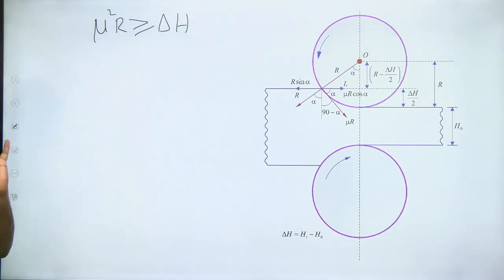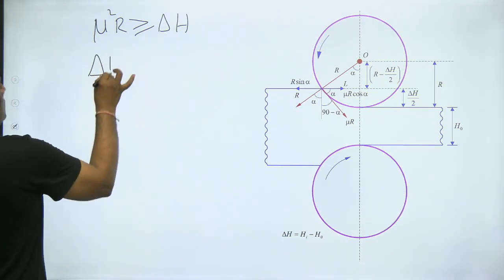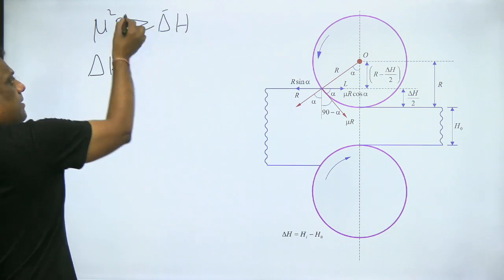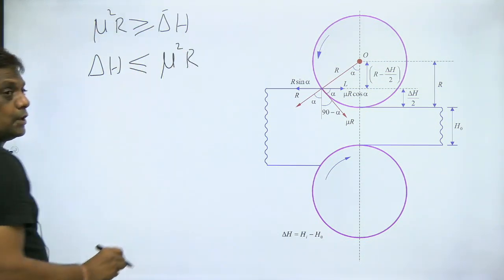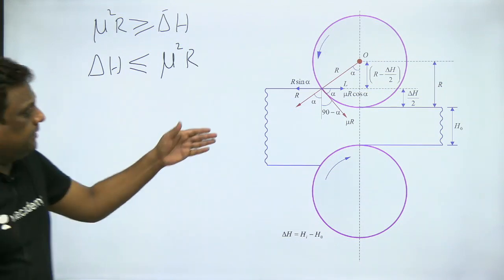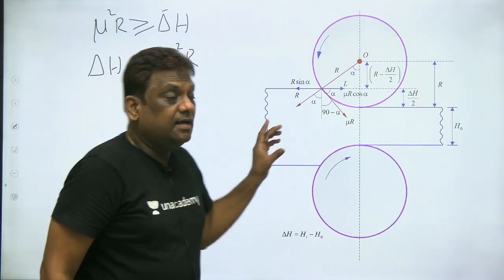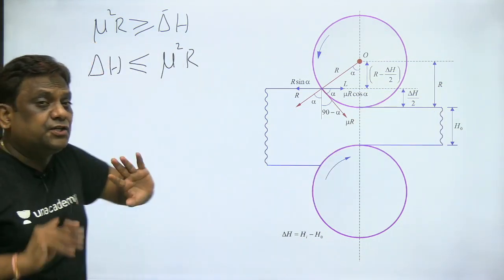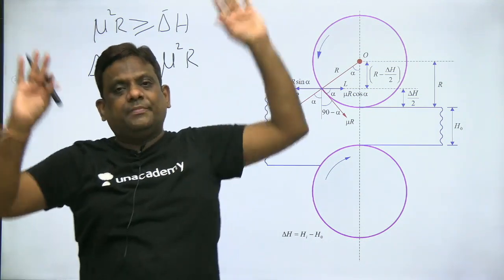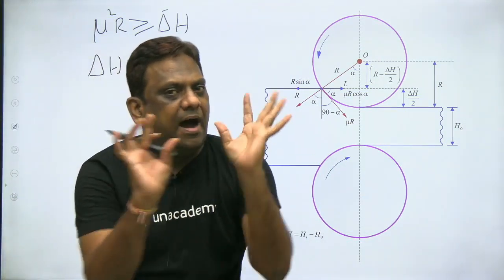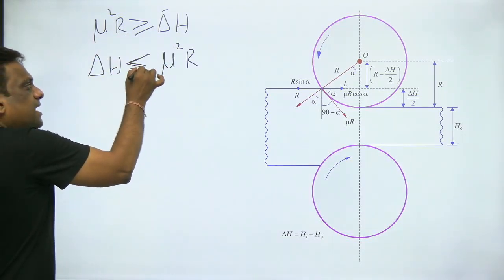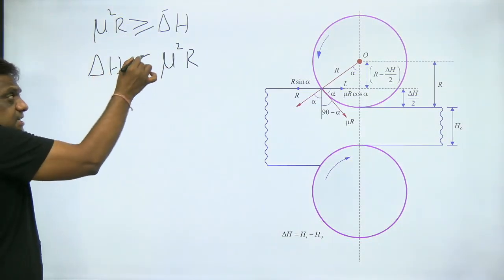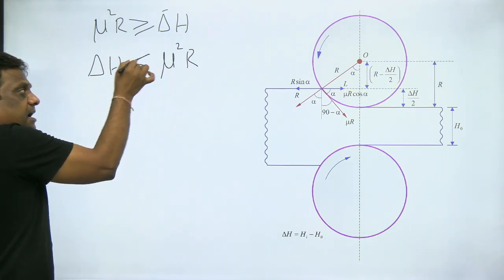What does this mean? Listen carefully. Delta H is less than or equal to mu square R. Please note down that this delta H is not the total reduction, it is the reduction in one pass. So in a single pass the reduction is less than or equal to mu square R.